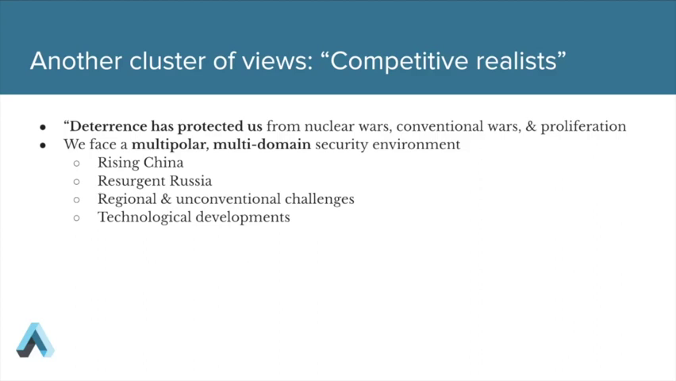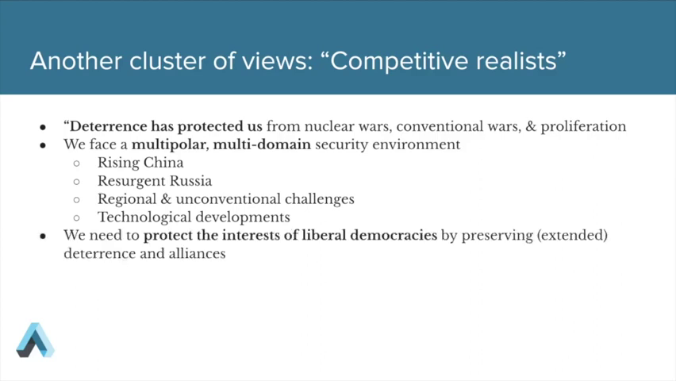It could make nuclear war worse if it happened. We have various cyber threats, things like that. Given all of this, we need to protect the interests of liberal democracies by preserving extended deterrence and alliances. Extended deterrence meaning not just if you nuke me, I'll nuke you, but if you nuke my friends, I'll nuke you. And if we don't have that, that might increase the chance that your friends get invaded or that your friends build nuclear weapons in order to not get invaded.